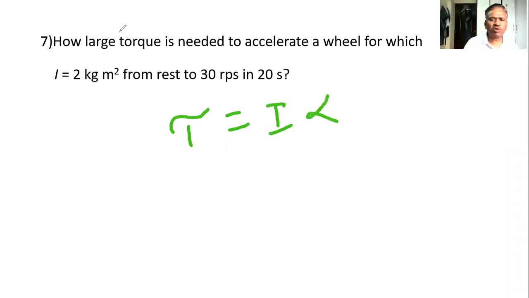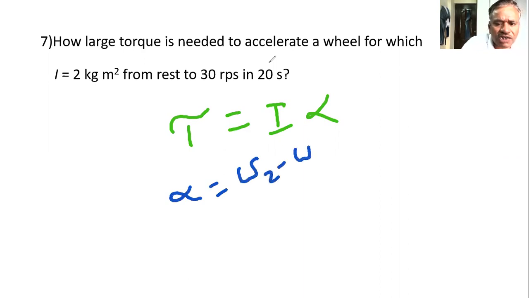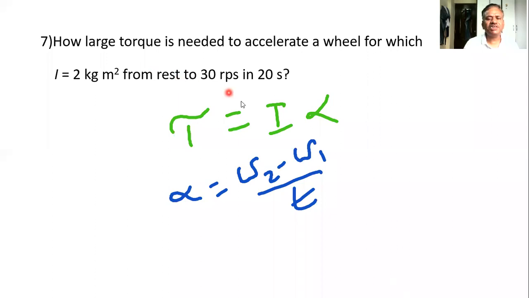Of course, in this problem, I is given. What is the formula for alpha? Alpha equal to omega 2 minus omega 1 divided by t. Here, from rest means omega 1 equal to 0. But omega 2 you have to calculate. What is the formula for omega? 2 pi into f. That you have to use here.